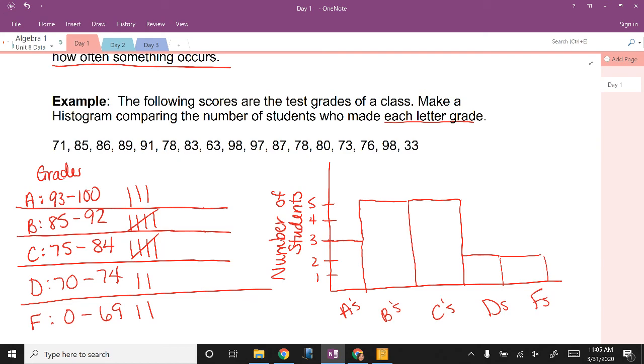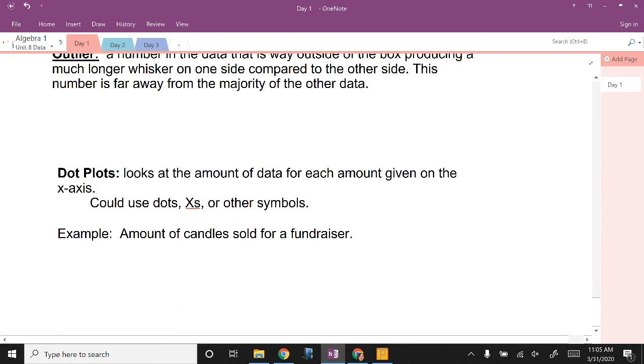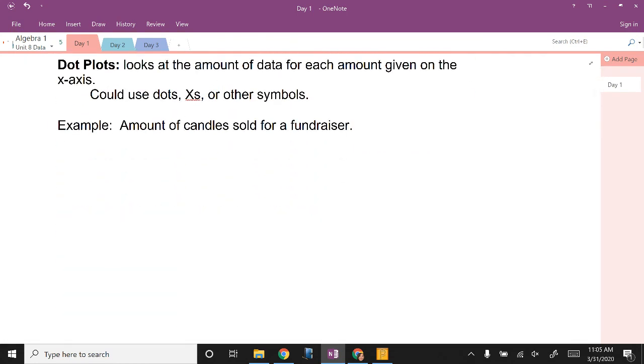They're used to look at how often something happens within a range of data. All right, so I'm going to skip through here for a second because we're going to talk about those things in the next video. And the last thing we're going to talk about in this first video is a dot plot.